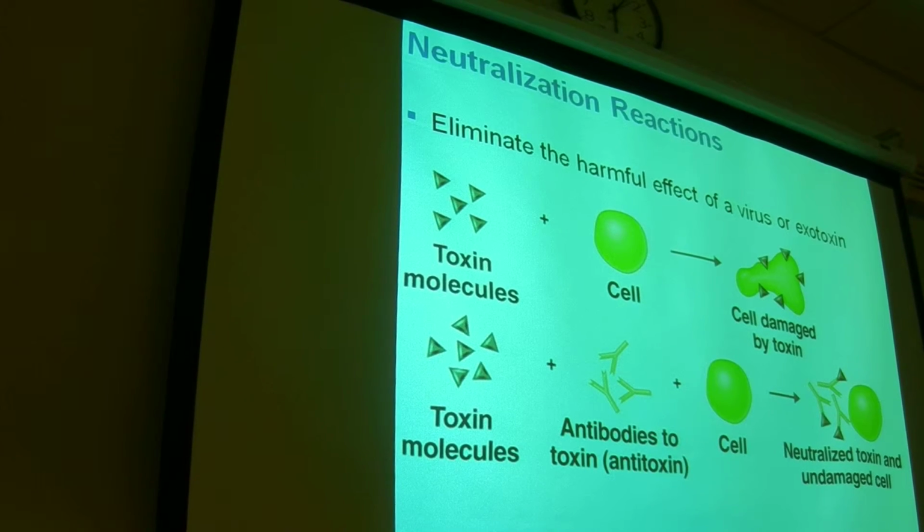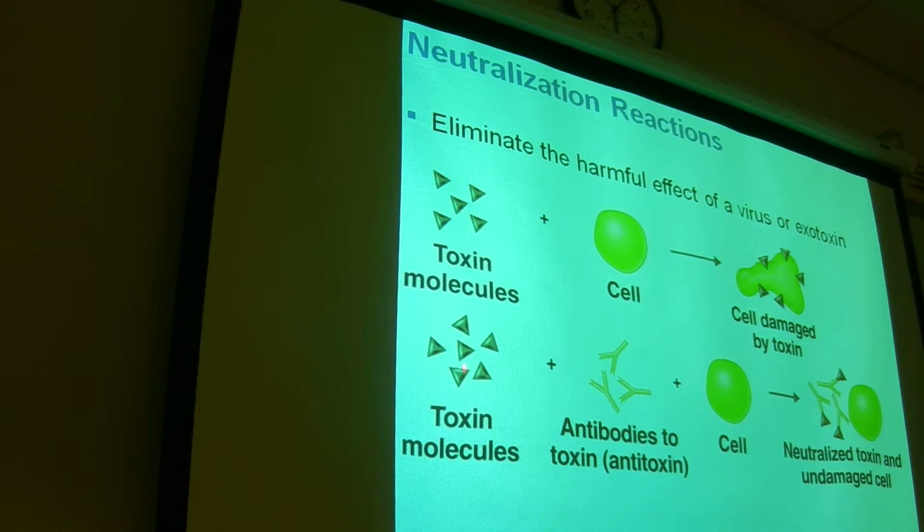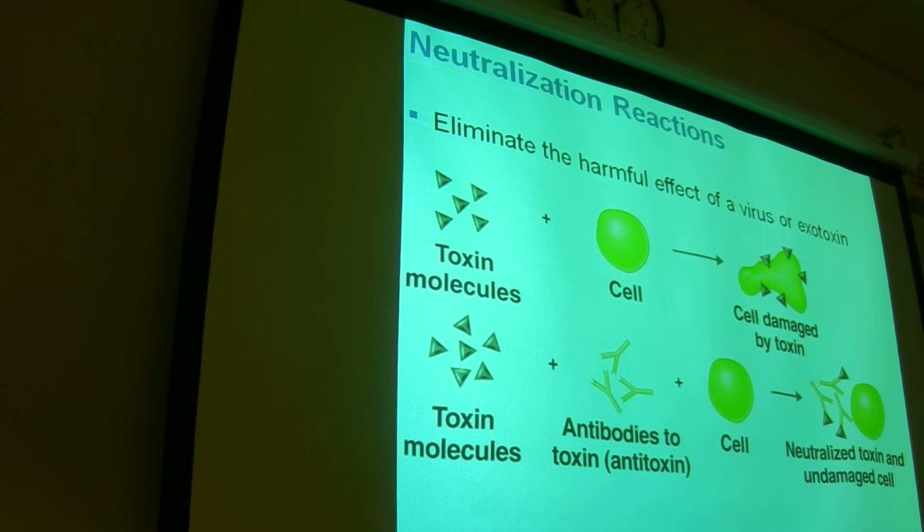If the patient has antibodies against the toxin, you can test that too. You can take the toxin and mix it with the cell and mix some of the patient's serum there. If the patient has antibodies against the toxin, it will bind to the toxin, and the toxin won't be able to bind to the cell, and you won't have any cell damage.